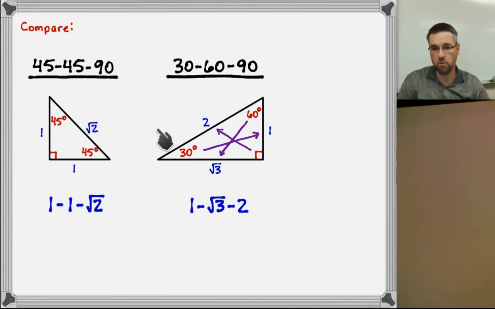So you have to be careful with that, right? So just commit this to memory: a 45-45-90 is a 1, 1, rad 2, where the rad 2 is the hypotenuse. The 30-60-90 is a 1, rad 3, and 2, where the 1 is opposite the 30, the 2 is opposite the 90, and the rad 3 is opposite the 60, okay?